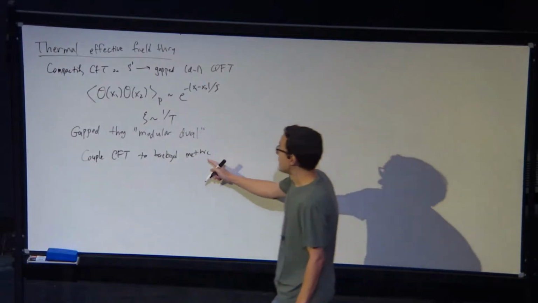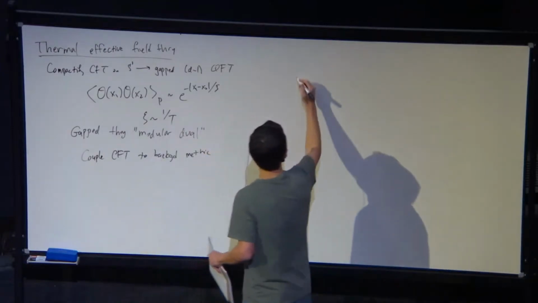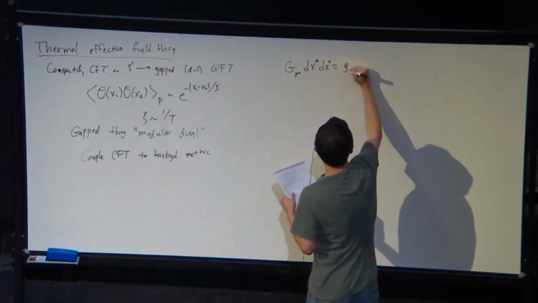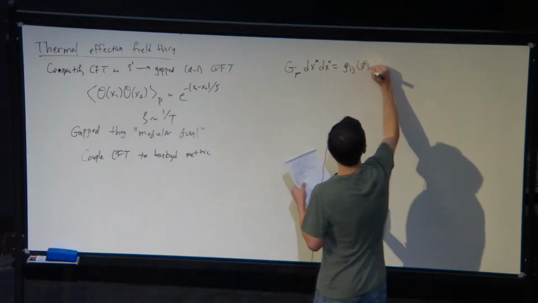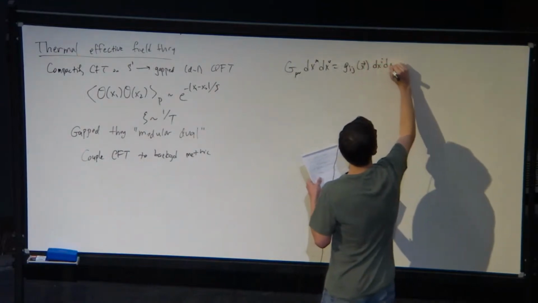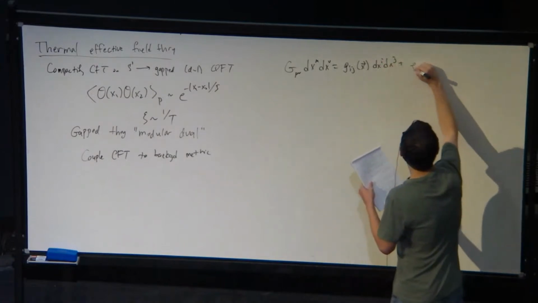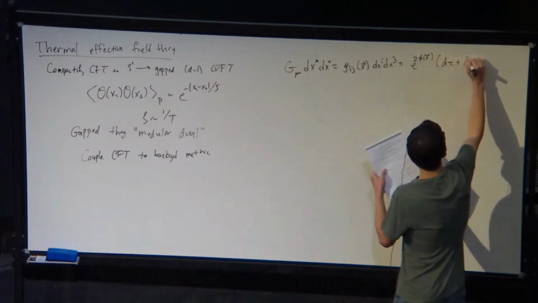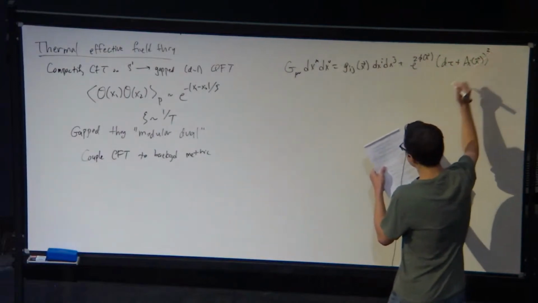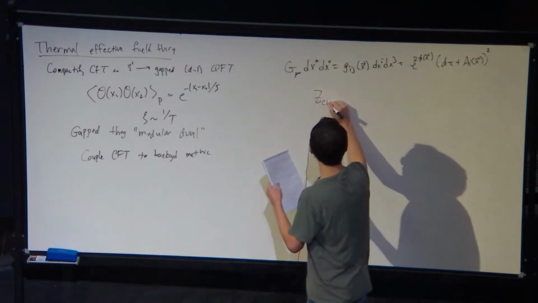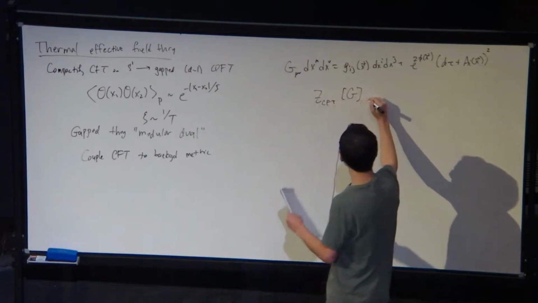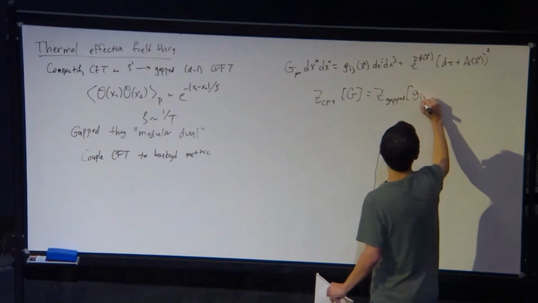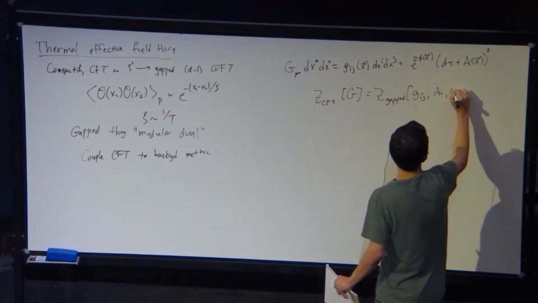Because this is a circle compactification, we can always put this metric in Kaluza-Klein form. I'll write that over here, in terms of a metric, a gauge field, and a dilaton. And the partition function of the CFT as a function of this metric is just the gapped theory as a function of now a metric, a gauge field, and a scalar.